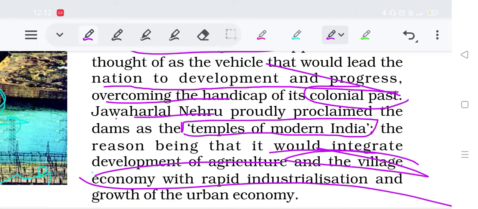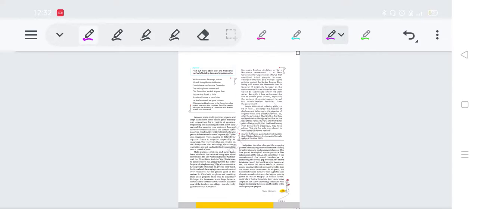So now they're telling us that when we became independent, we were free of the colonial rule, right? And then Mr. Jawaharlal Nehru said that these are the temples of modern India, because when we go to temples, we have a vision, a wish to get fulfilled, and now these dams will be fulfilling our irrigation facilities and our development goals.